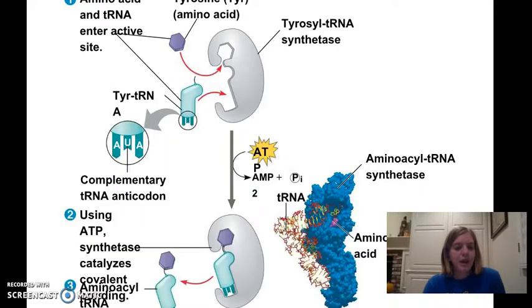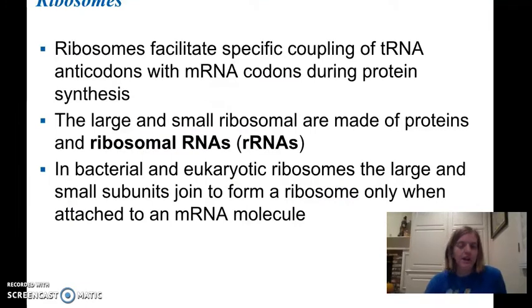So when we're working with our tRNA molecules, they also work very closely with ribosomes. The ribosomes are the molecular workbench of translation, so that's where all of the translation happens. In both prokaryotic and eukaryotic cells, ribosomes are made up of 2 subunits, a large subunit and a small subunit. The large subunit in eukaryotes consists of 3 rRNA molecules and 49 protein molecules. So there's a lot of stuff going on in the ribosomes.